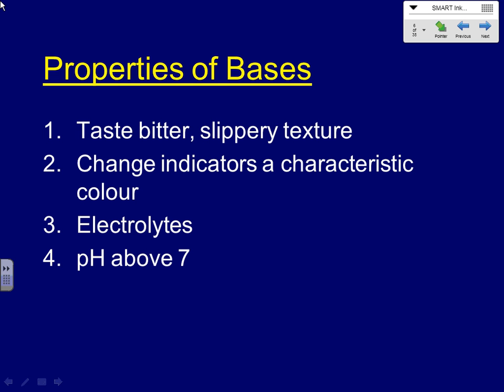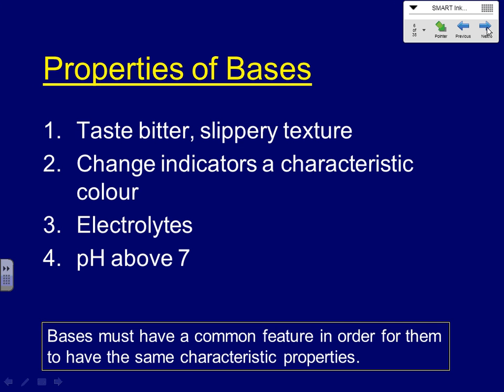So again, properties of bases, they taste bitter instead of sour. I don't know if you had a chance to put some base on your hand, but they do feel slippery and slimy. Some teachers, if it's a weak base, you put some on your hand, it feels slippery and slimy. They change indicators to a characteristic color. They change red litmus blue. They are also electrolytes, which means they break into their ions, and they have a pH above 7.